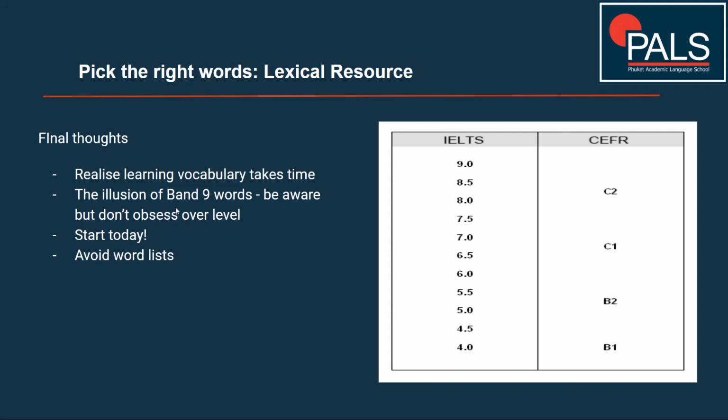Next thing is start today. Okay, it's all well and good watching this video and listening to me talk and finding out different techniques and what you can do to raise your lexical resource score for IELTS Writing Task 2. But you have to take action. You have to start today. Get that notebook going. Get those tabs on the spreadsheet open and make sure you're doing your extensive reading and making it all happen. Okay? And the final thing, avoid word lists. We've covered that already. Okay, so that's about it for the lexical resource component for this video.